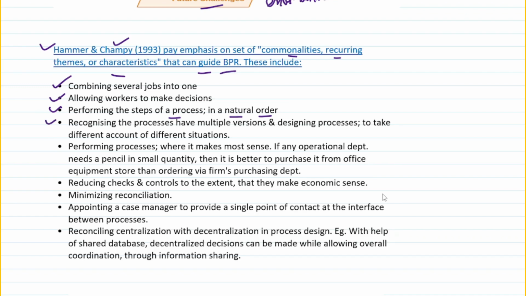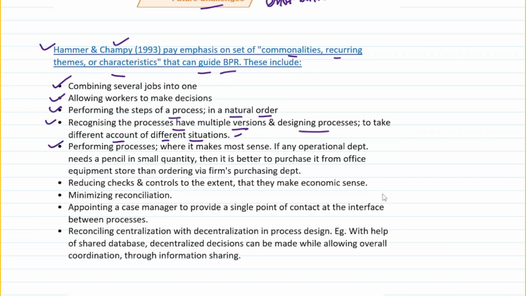Moving on, recognizing that processes have multiple versions and designing processes to take account of different situations. So you recognize the processes that have multiple versions, and design processes to take account of different situations. You should try to bring these multiple versions together, and keep track of how to react to them in different situations.